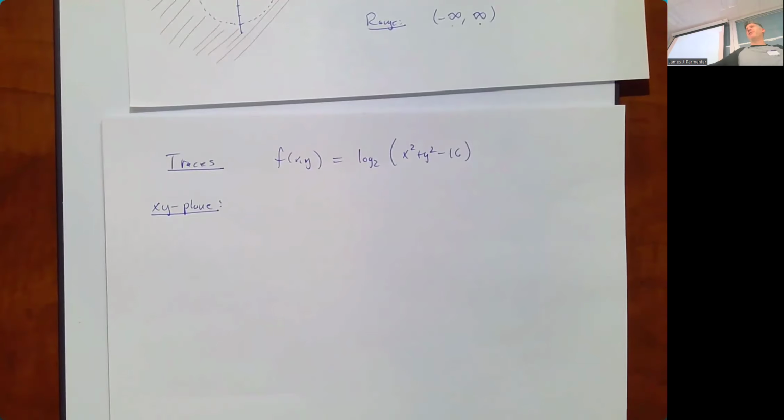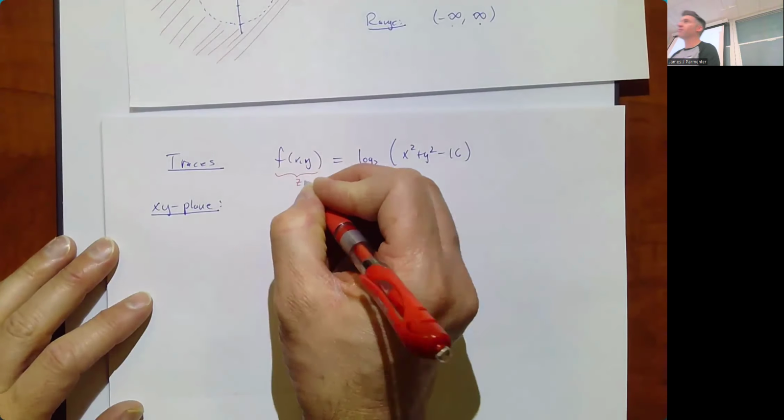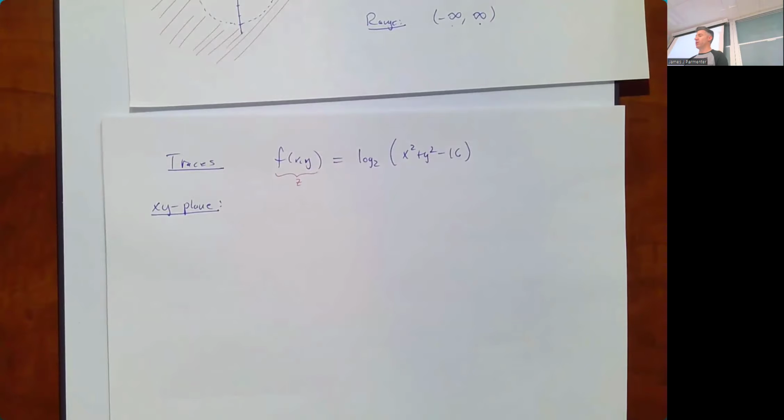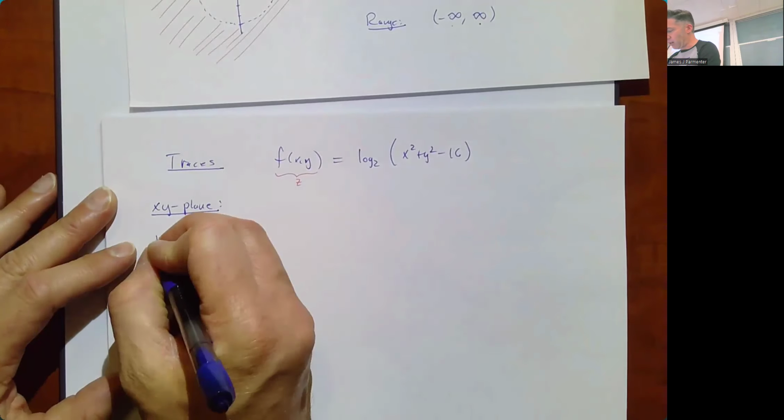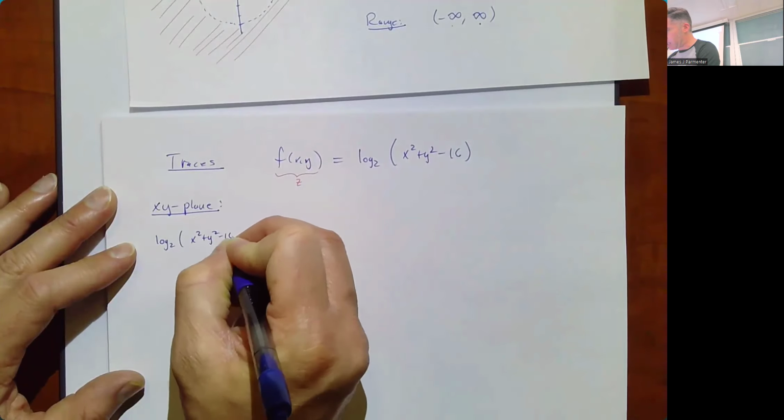Right, what's my z here? It's my f of x, y, right? We often think of this as just being our z. So we're really just setting the function equal to 0. So we're going to say that log base 2 of x squared plus y squared minus 16 equals 0.